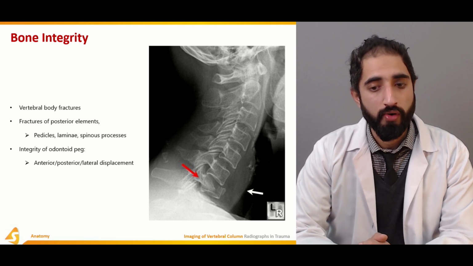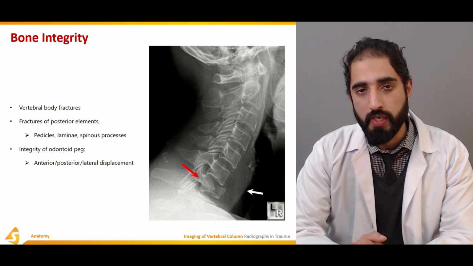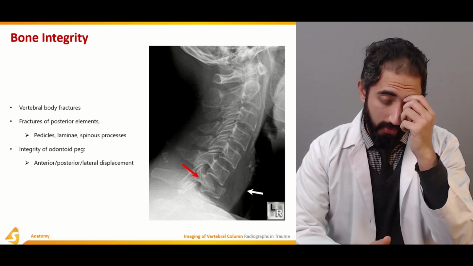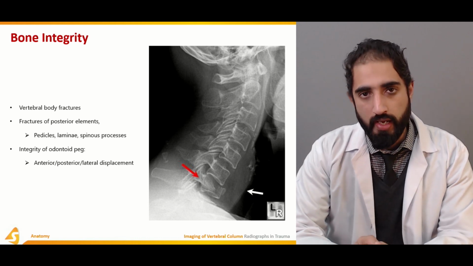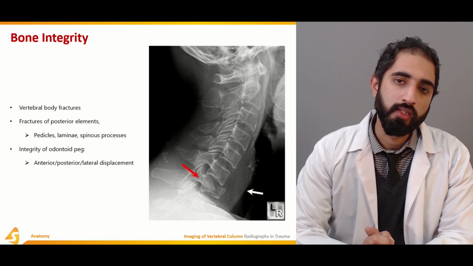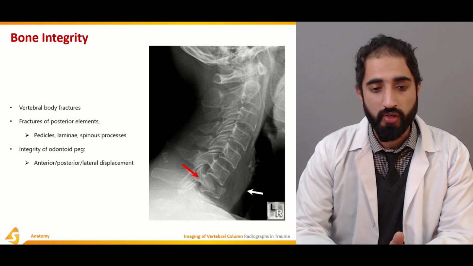And integrity of the odontoid peg, and for that the open mouth AP view is very important. We can look for anterior, posterior, or lateral displacement if we are suspecting a disruption in the integrity of the dens or the odontoid process.